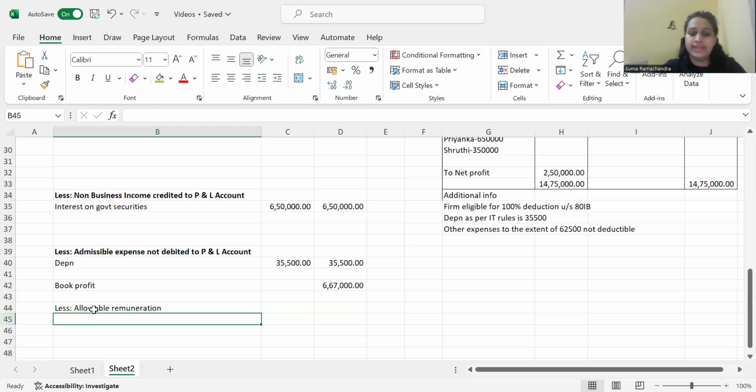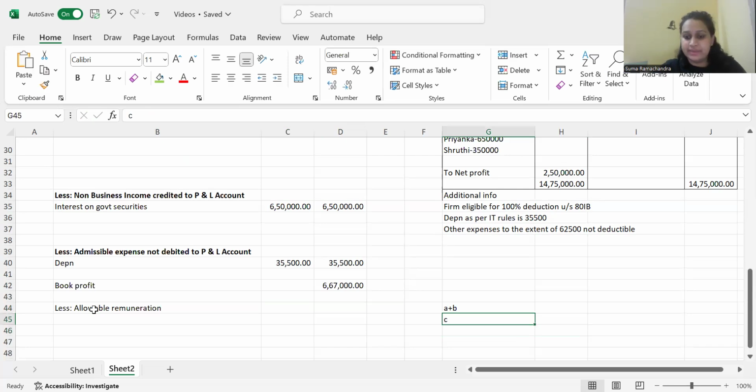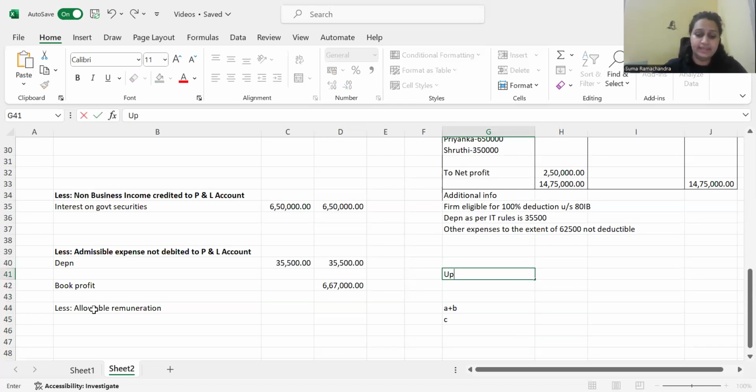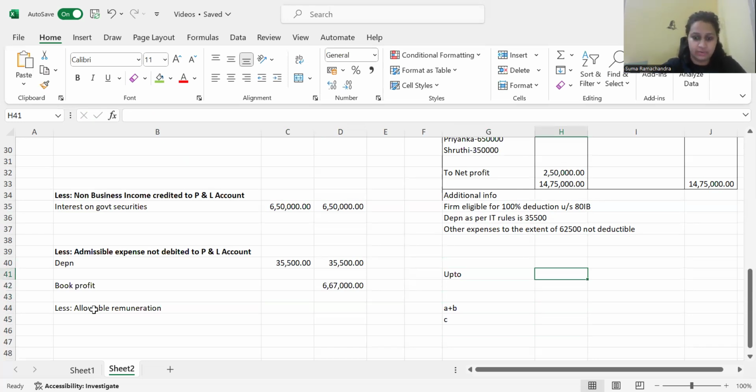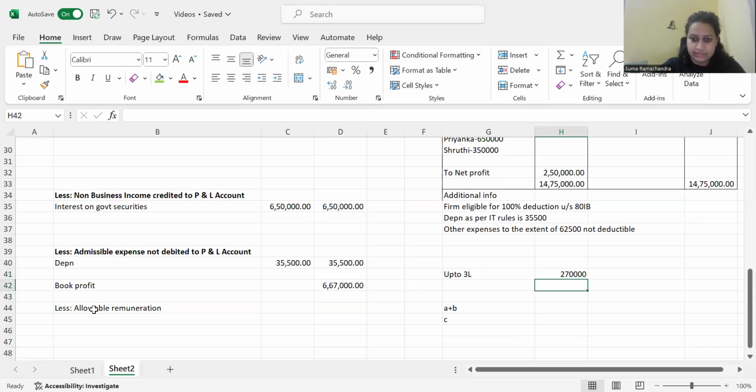Now, how do I calculate my allowable remuneration? I'm supposed to compare A plus B with C. What is my A plus B? Out of my 6,67,000 of book profit, up to 3 lakh, it is going to be 90% of such amount. Sorry, up to 3 lakh. That means 2,70,000. Correct?